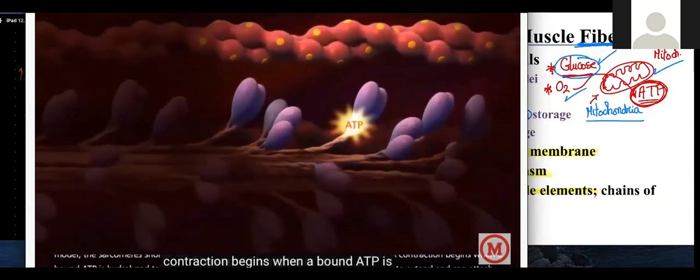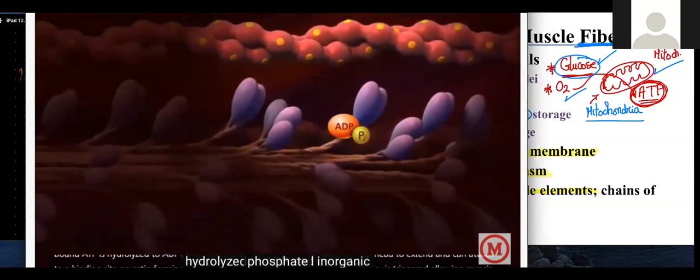A contraction begins when a bound ATP is hydrolyzed to ADP and inorganic phosphate.